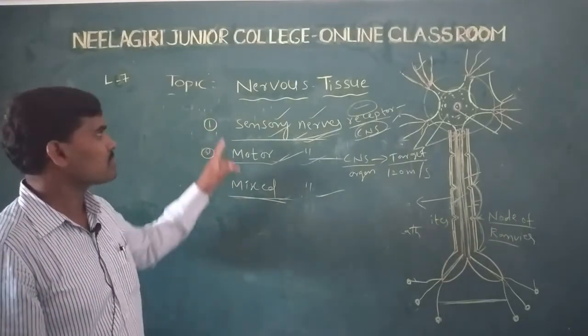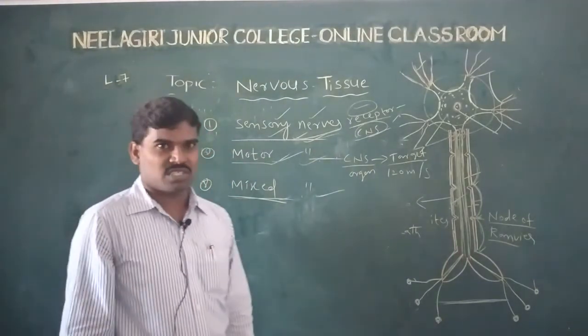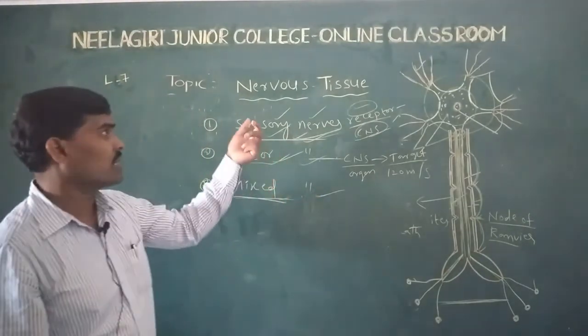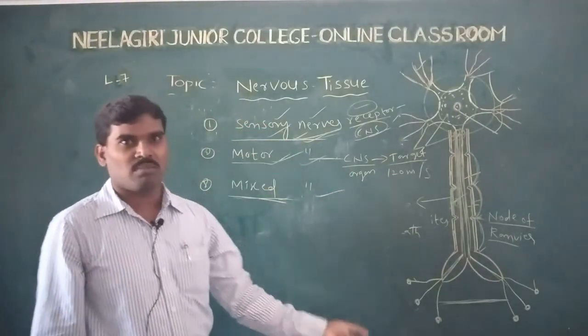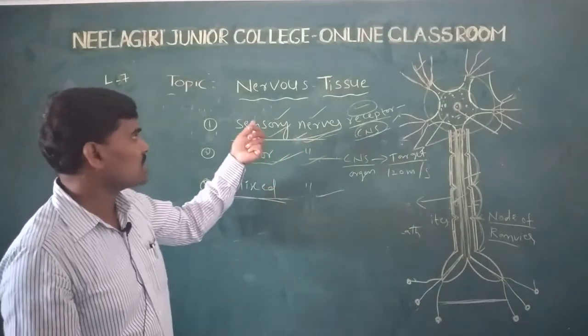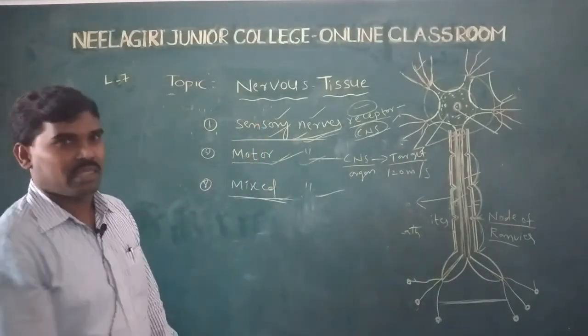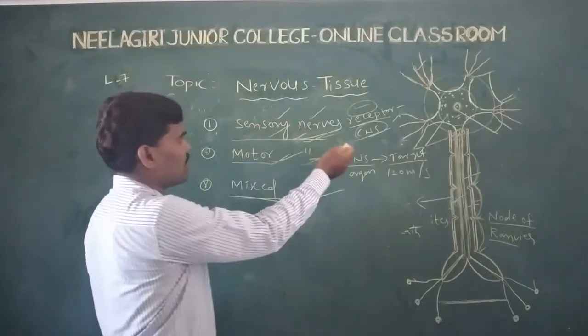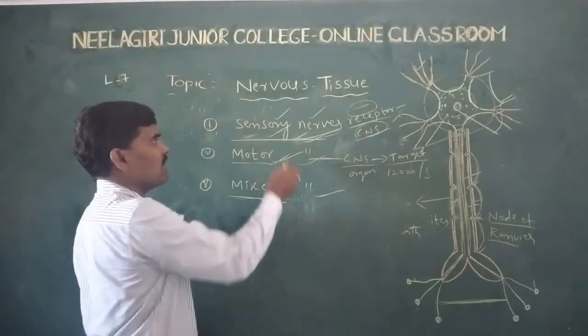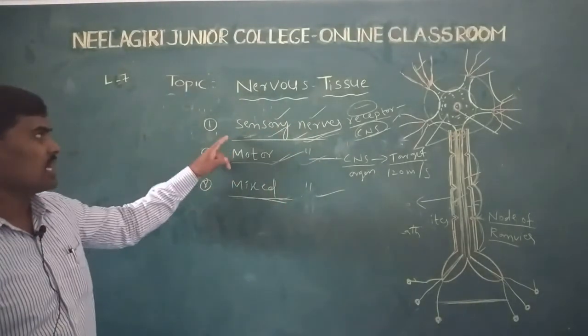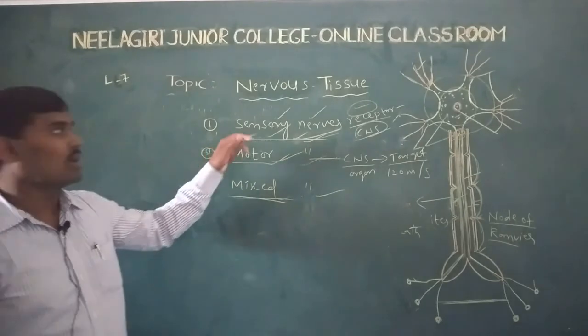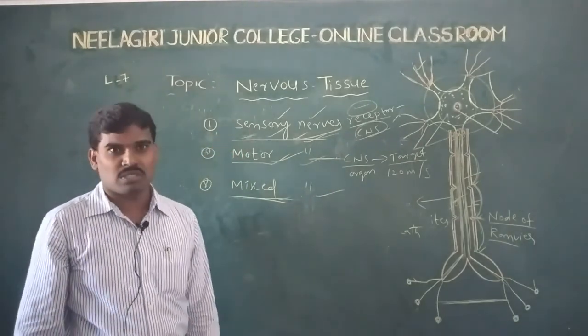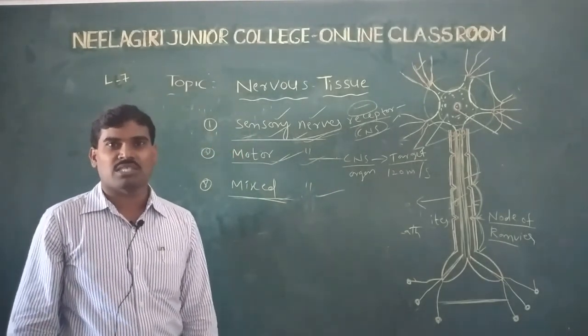Okay, clear? This is the nervous tissue. The structure of neurons, the types of neurons, the types of axons, and the three types of nerves are completed. The remaining topics will continue in the next session.